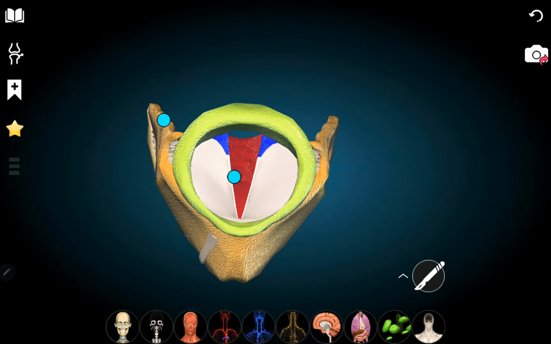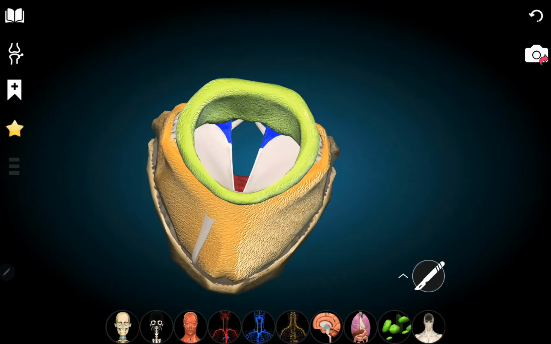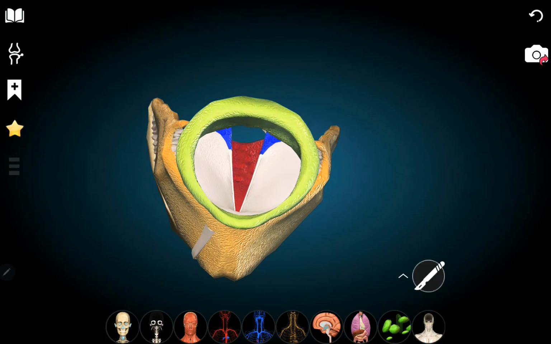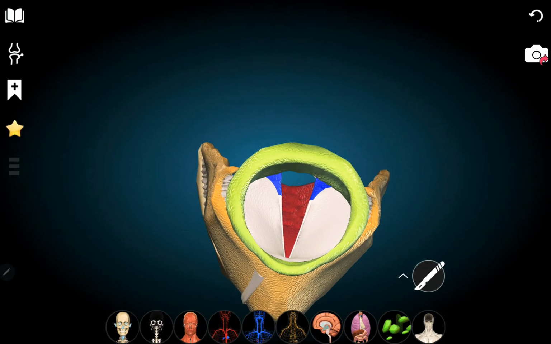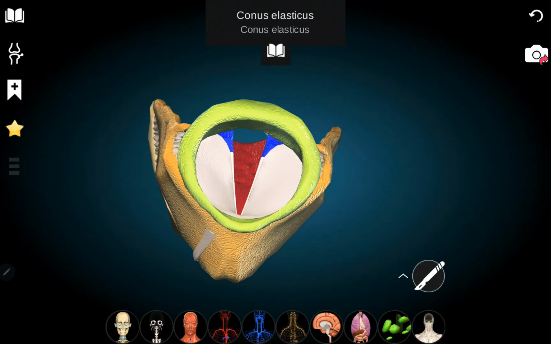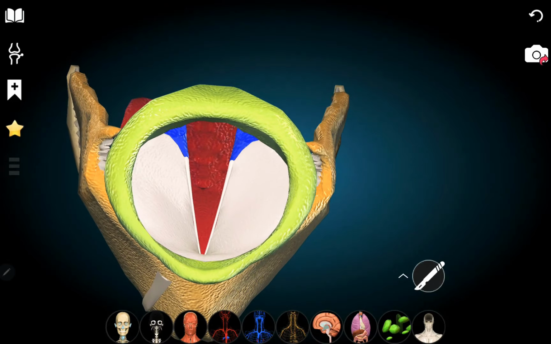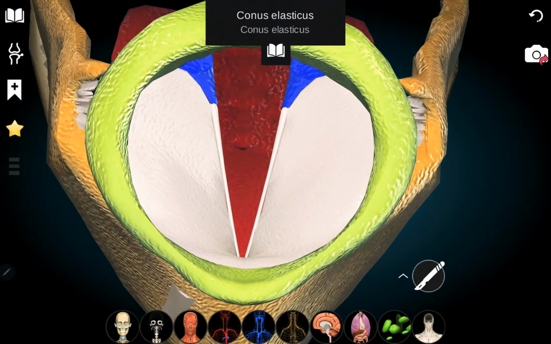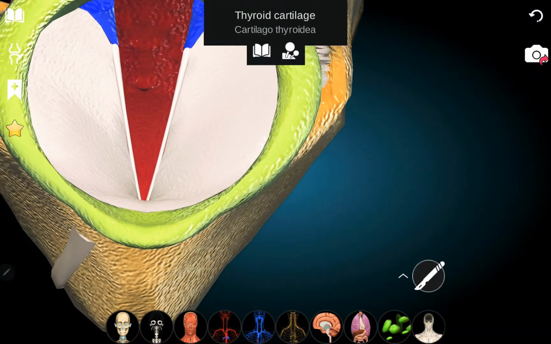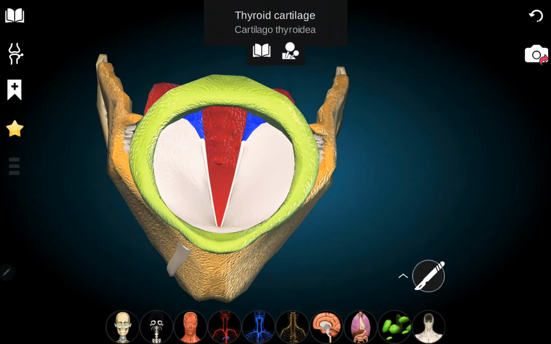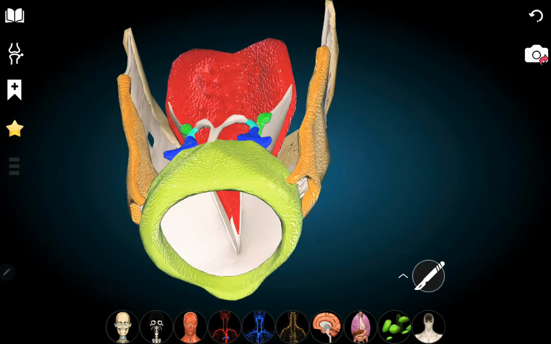So this is the larynx. As you can see, if we see from the inferior part, what we see is the arytenoid cartilages, the blue color ones, as well as the conus elasticus. So this is the conus elasticus. And here you can also see the cricoid cartilage as well as the thyroid cartilage. So this structure we are going to hand draw or see in a well-labeled diagram.